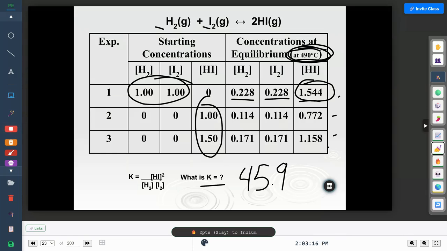Product favored or reactant favored? Thallium? Reactant favored. Because?